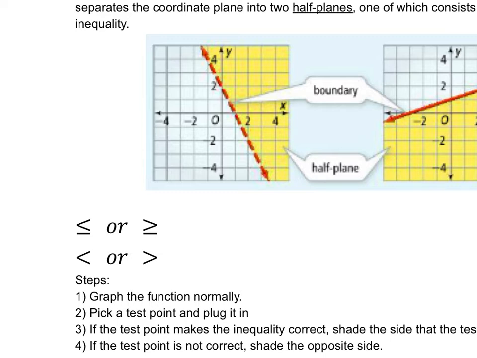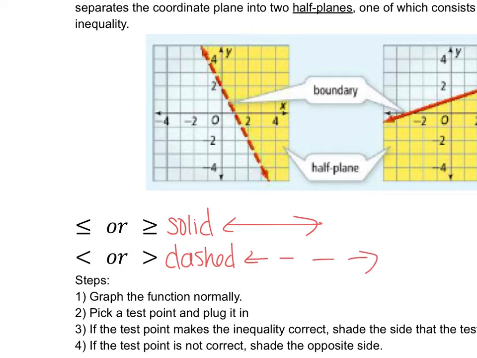Okay? So before we get into all that, let's just talk about when to know whether it's going to be a solid line or a dashed line. Whenever you have less than or equal to or greater than or equal to, it is a solid line. If it's less than or greater than, it's dashed. So it looks something like this.